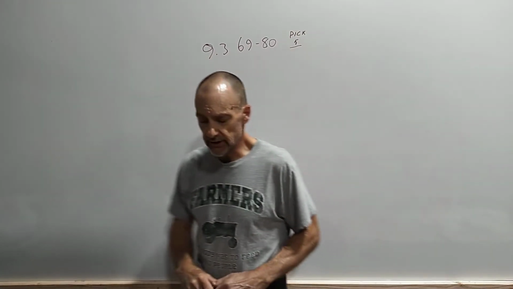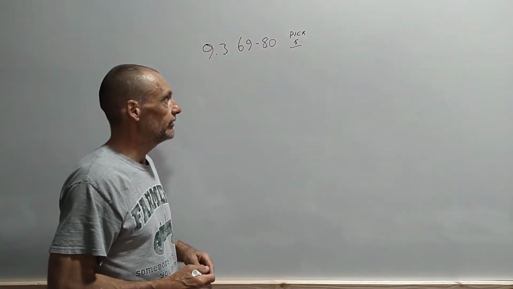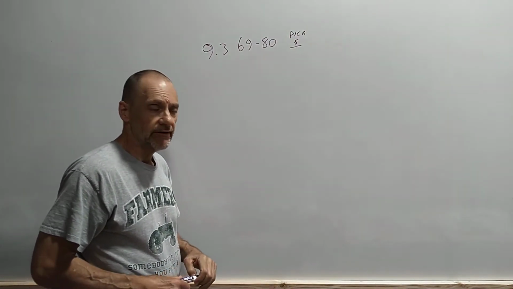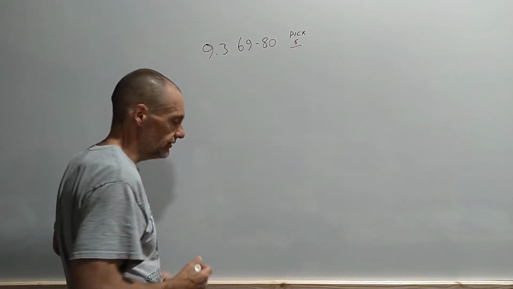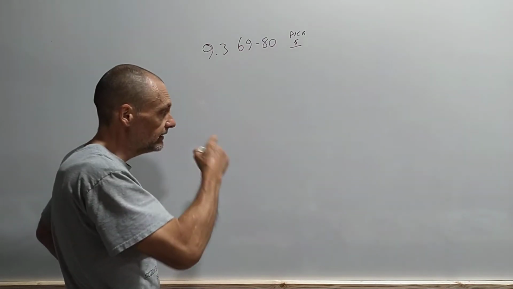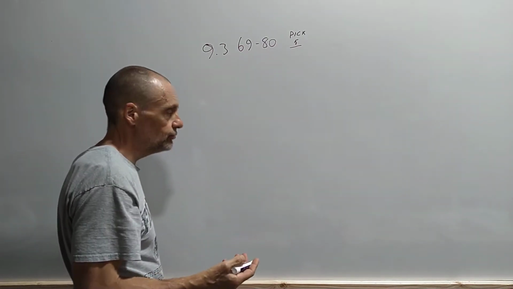Okay, so for the Cal 2 class, let's talk about 9.3. That's the homework. I have it up there to save a little time. Pick 5 of them, and then I'll ask to see your notebook at the end of the semester. So 9.3 is basically introducing 2 tests, okay?